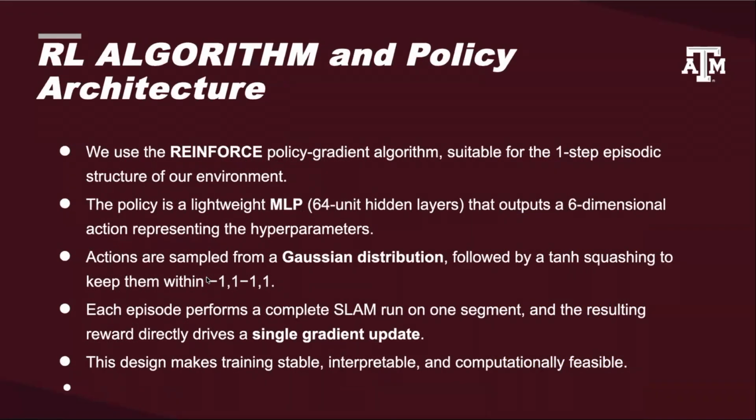Moving on to algorithm and policy architecture, we use the REINFORCE policy gradient method. The policy is a small MLP with two 64-unit layers, producing six continuous values. Actions are sampled from a Gaussian distribution and squashed with tanh. Each episode provides a single reward, enabling a simple and fast update. The approach is computationally feasible while still exploring the full hyperparameter space.